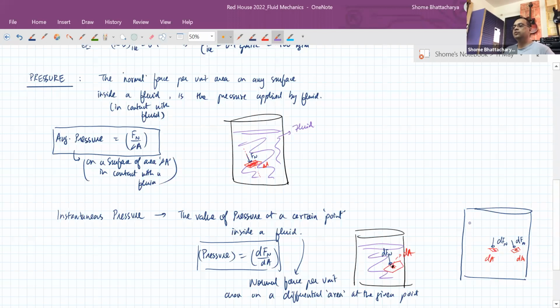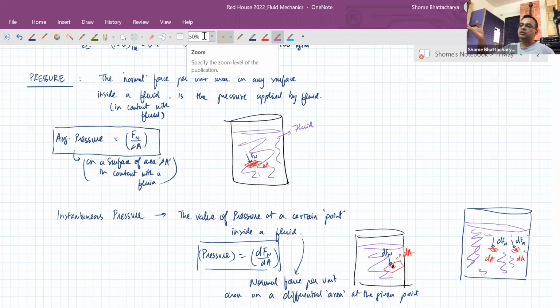So it will be independent of the direction in which the area is oriented, and therefore independent of the direction in which the force is acting, because the force is always acting into the surface normally. At a given point, the liquid has the property that regardless of how I place the area, whether vertically, or horizontally facing downwards, or horizontally facing upwards, the ratio of that normal force per unit area will be constant, independent of direction. And that's why it is a scalar quantity. So pressure is a scalar.